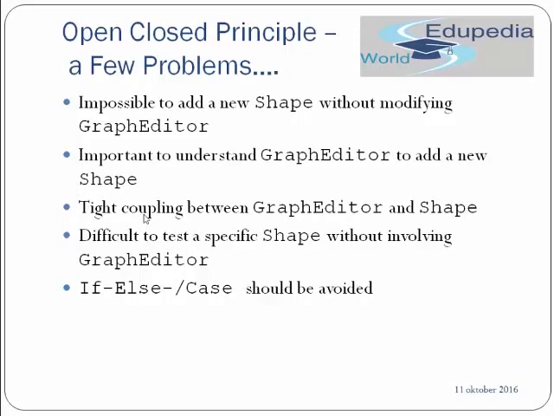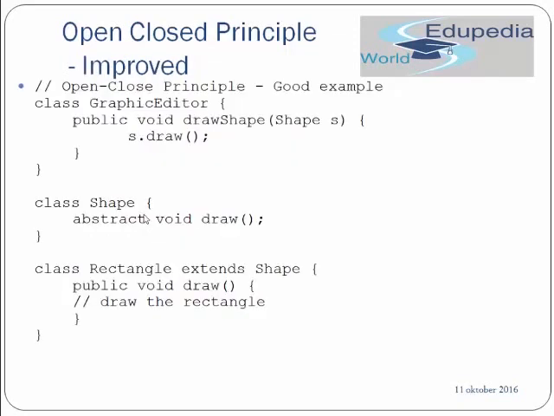There is an if else case which should be avoided, because today we are having two, tomorrow we could have about 20 to 30, and then we can't expect to write an if else case for each. So the code will be really lengthy in that case. Okay, so now let's see how this can be improved using the open close principle.